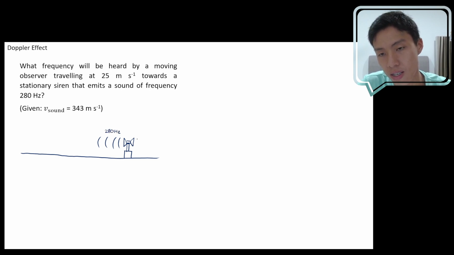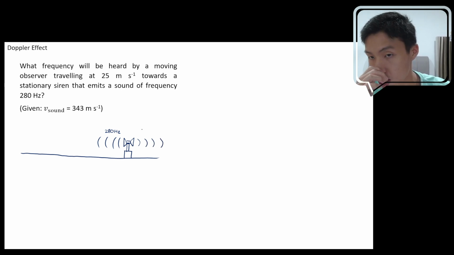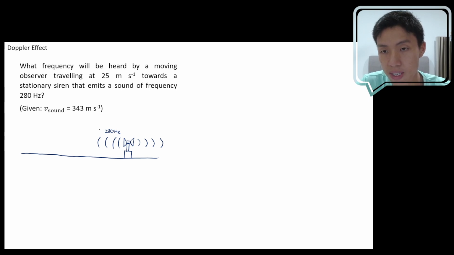Probably a siren should emit at both ends, right? So a 280 Hz sound is being emitted. This is the sound produced by the sound source, so we can label it as frequency equals 280 Hz.